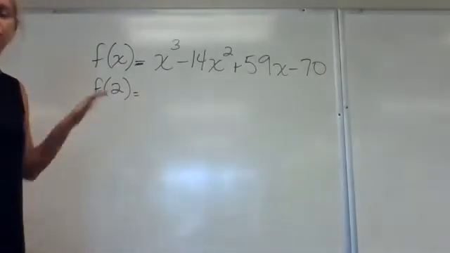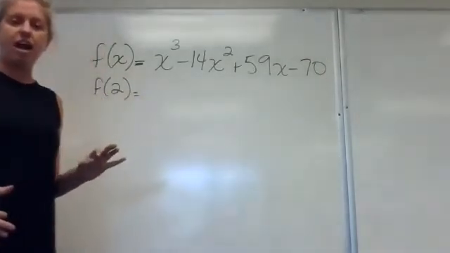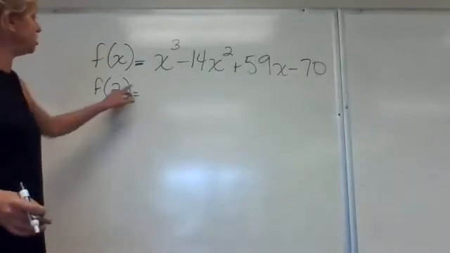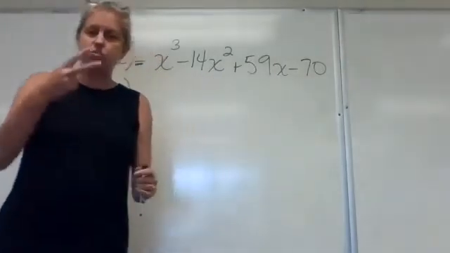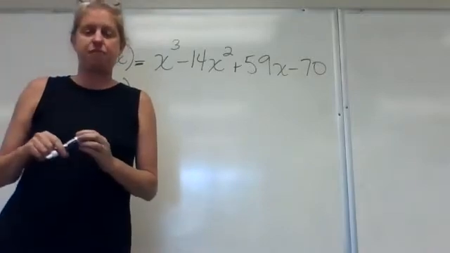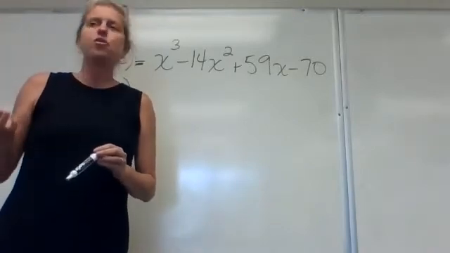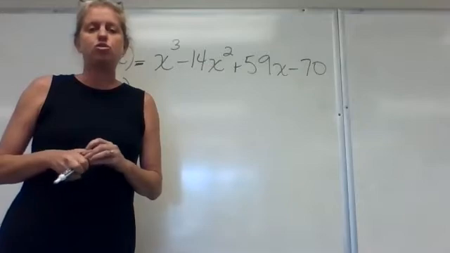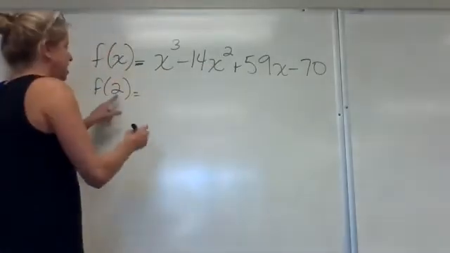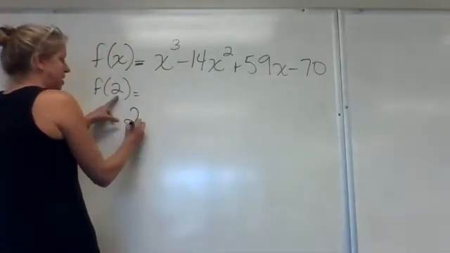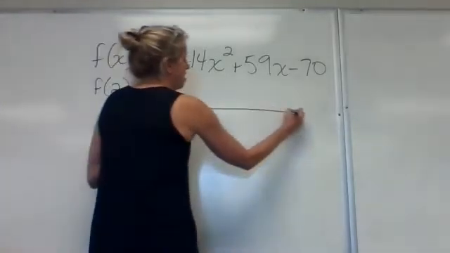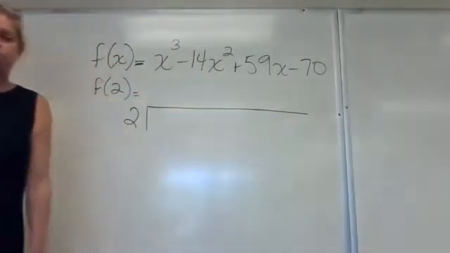So you've done this before in a different way. If you're asked to find f of 2, one way to do it is to replace all those x's with 2's, right? We have done that before. Here's another way to find f of 2 using synthetic division. The value that you're looking for is going to be on the outside, and then you're just going to have what looks like a long division symbol.